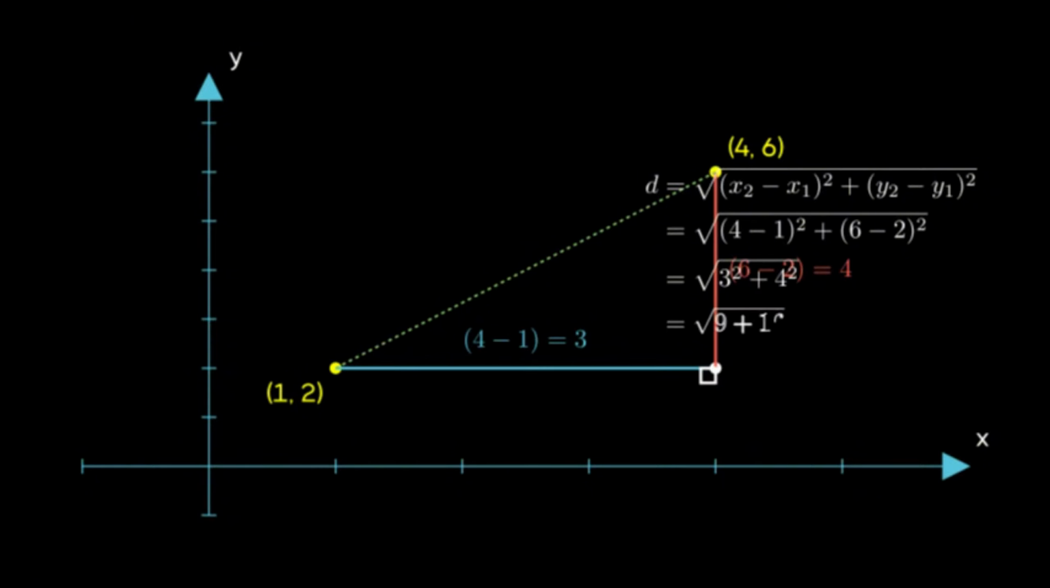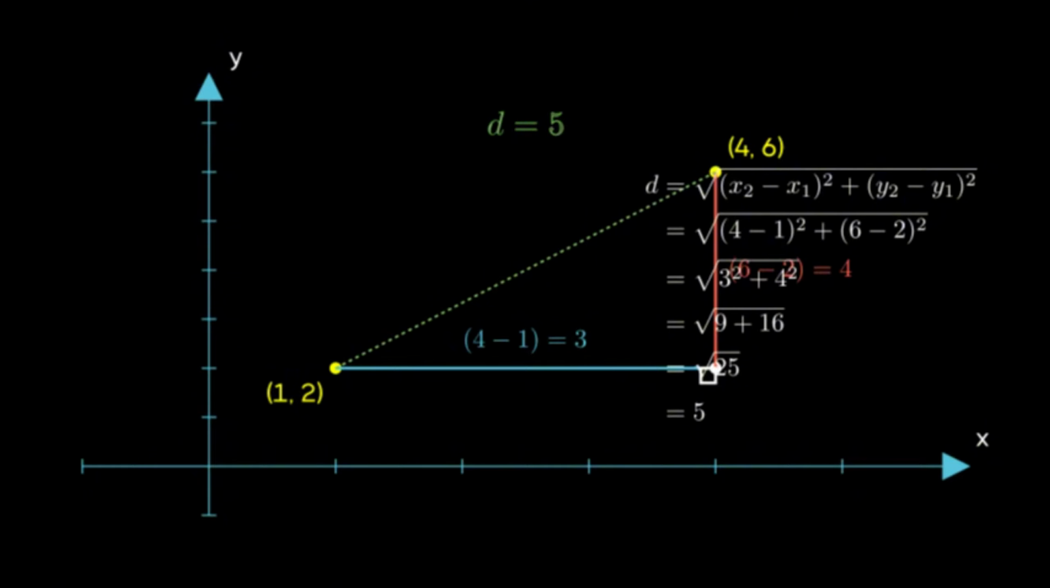Computing the squares, we get 9 plus 16 under the radical. Adding these gives us the square root of 25. And the square root of 25 is exactly 5 units. So the distance between our points (1, 2) and (4, 6) is precisely 5 units.